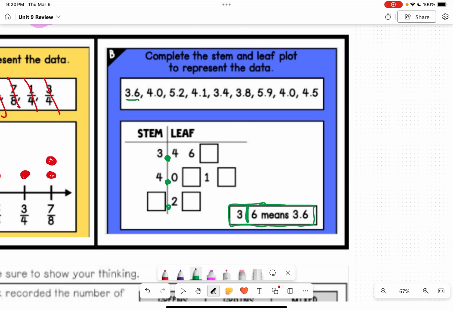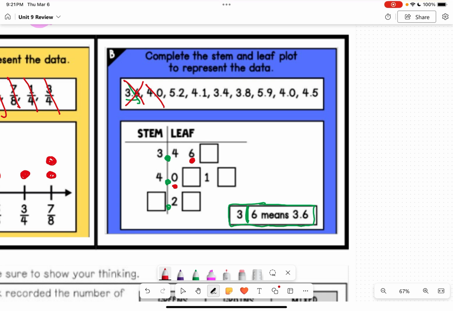I'm going to go to my 3's and make sure there's a 6 on the leaf side, and there is. So I put a dot on the bottom of it and mark out my top one on my data. Let me use a different color so it doesn't confuse you. That shows me that they have already plotted that. Next I have 4.0. I see 4.0 on my stem and leaf chart, so I put a dot underneath to show that it's there, and I mark it out.